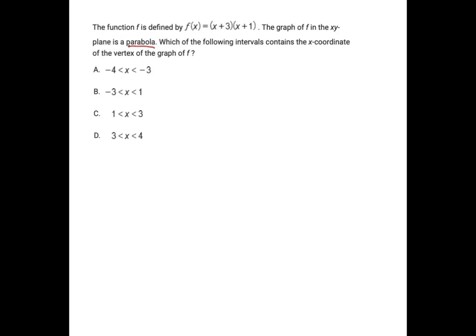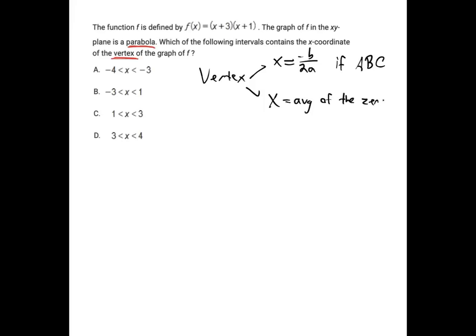We're being told we have a parabola and we're being asked for the vertex of the parabola. The x value of the vertex is -b over 2a if the parabola is in ABC form. But the x value of the vertex is the average of the zeros if it's in a factored form, which is what we have right here.